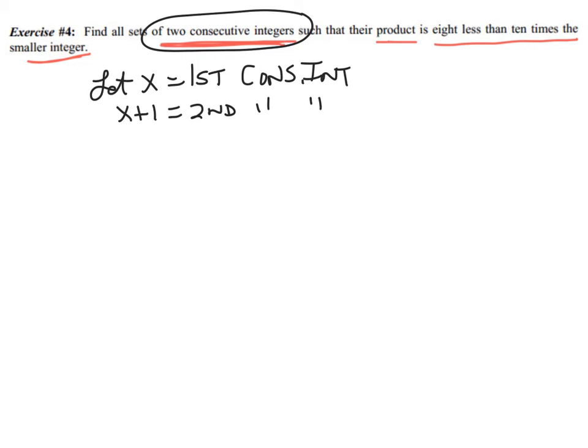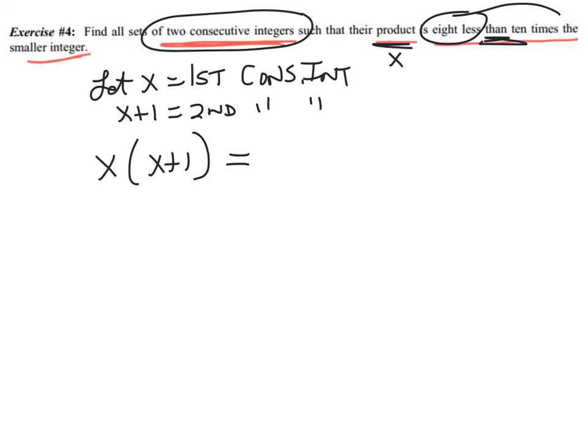Now, we want to know their product. What does product mean again? Yes, you're right. We're going to multiply. And it says their product is 8 less than 10 times the smaller one. So their product means take the 2, x times x plus 1. That's the product. And that whole thing equals 8 less than, oh, there's that less than again, so take that and boot the 8 to the end, 10 times the smaller.